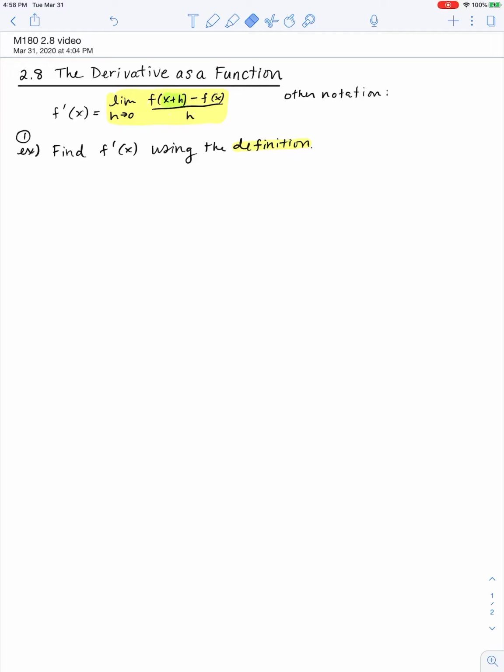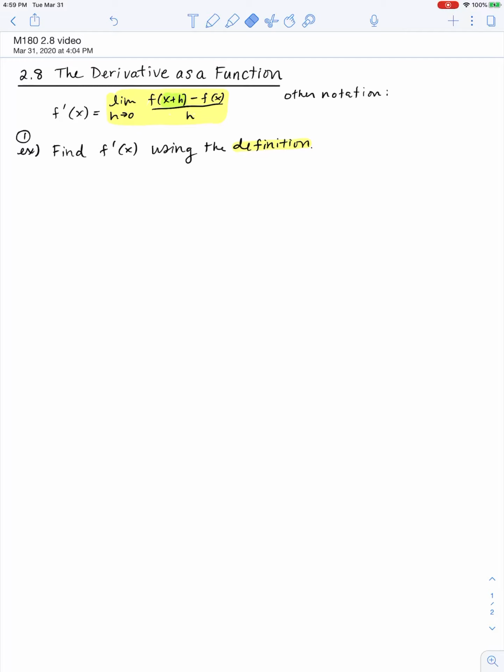Hey, for section 2.8, we are looking at the derivative as a function, which we actually did in 2.7 as well, though in 2.7 we were looking specifically at the derivative at a specific point, like finding the equation of the tangent line, so we were evaluating at a specific point. This time we're going to leave the derivative in terms of x, so that it is like a formula for finding the slope at a given point.